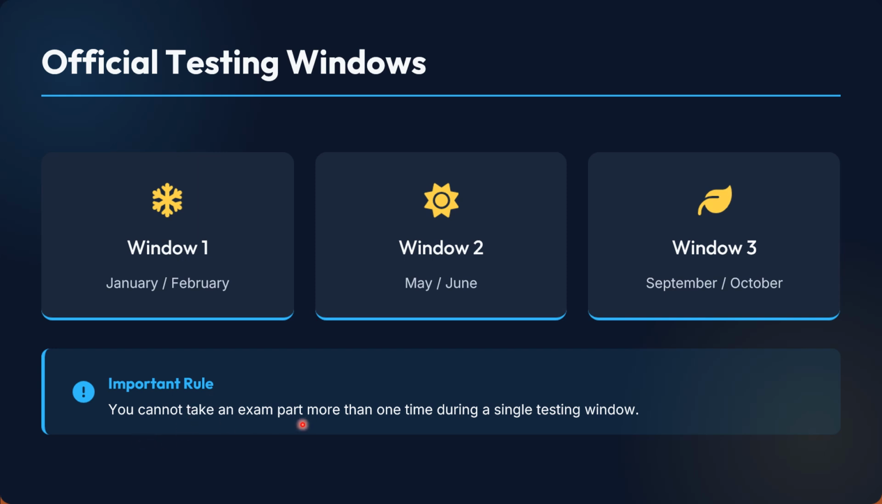And you cannot take an exam part more than one time during a single testing window. Say, for example, in September, October, you're planning to take your exam. In September, you wrote your part 1. If you're not happy with part 1 in September, you cannot retake the exam in October. Yes, definitely you can take it in another examination window. You can have multiple examination attempts.